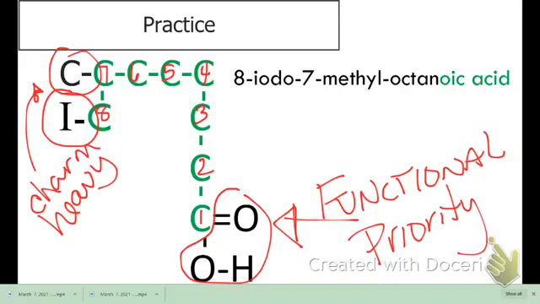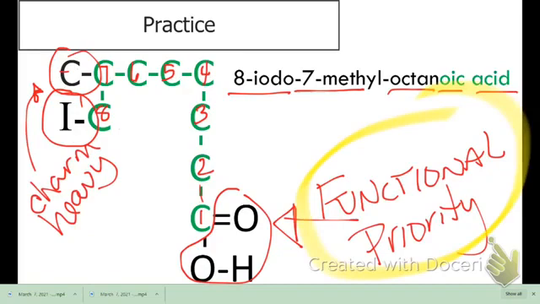Now we look at the charms of iodo and methyl. Iodo's on carbon 8, 8-iodo. Methyl's on carbon 7, 7-methyl. It's an 8-carbon compound because there's only one carbon chain, and there's only one carboxylic acid. That E goes away, and then it's oic acid. Look at that carefully. Make sure you understand that. The functional group does get priority in something like that, so be very careful when you're naming those.